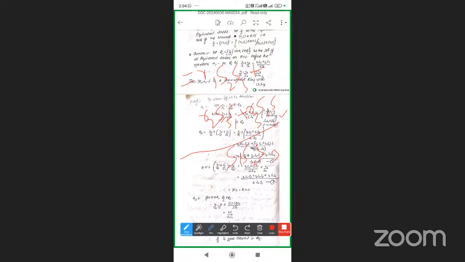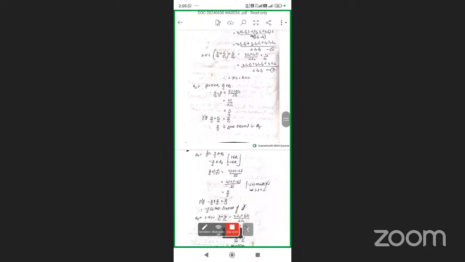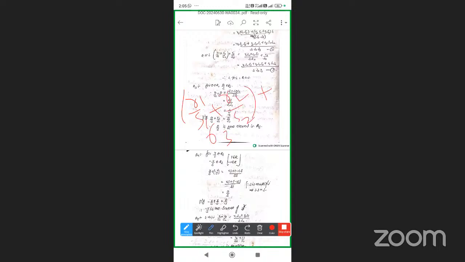So we call this equation 1. This is the LHS, taken from the LHS. What is the RHS? The RHS is R1 by S1 plus R2 by S2, bracket, plus R3 by S3. This is simplified to the same result.